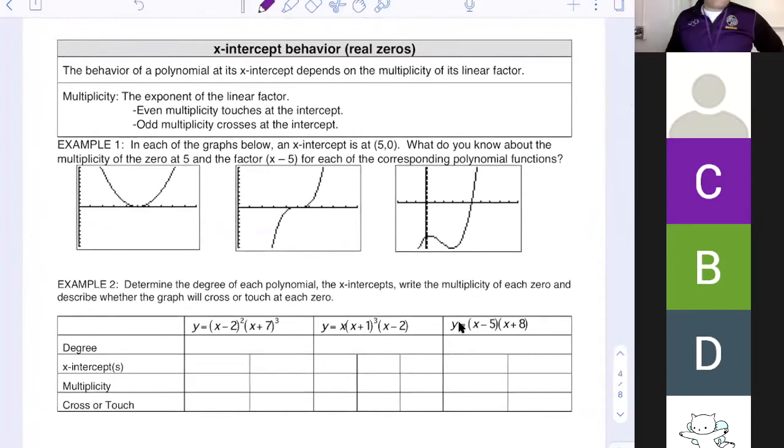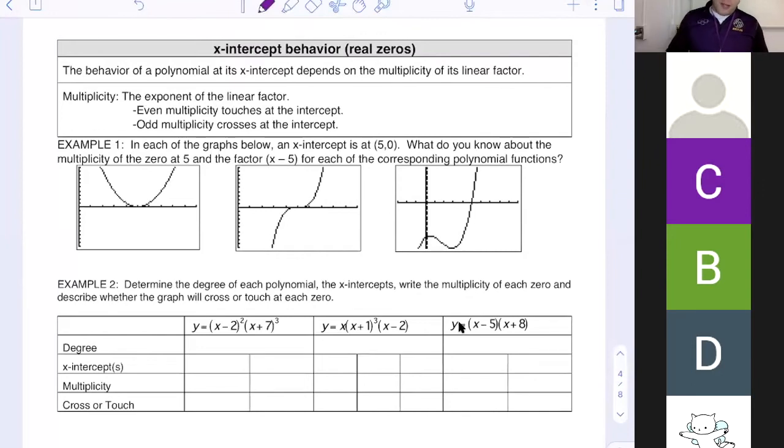All right, so x-intercepts, real zeros. They say real zeros because there are imaginary zeros, or zeros that don't cross the x-axis, and we'll find those last. The real zeros are the ones that, even if they're irrational, still cross the x-axis or touch the x-axis.